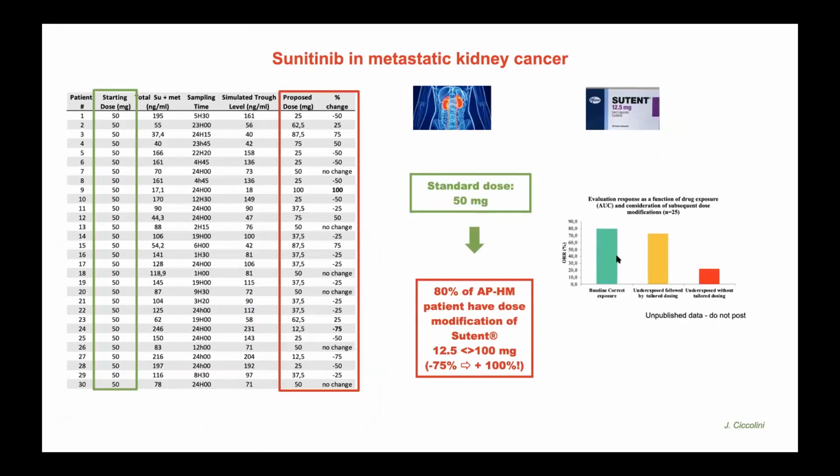And this dose adaptation actually does result in some improvement of overall response rate. This is the overall response rate with correct exposure at baseline. When there is underexposure with no tailored dosing, then this is the overall response rate, and this is the correction when we correct with the model.